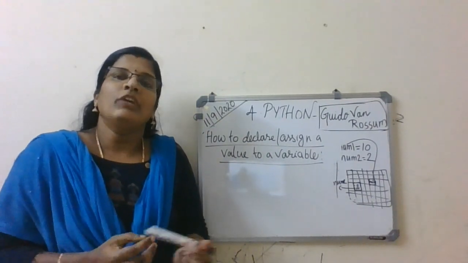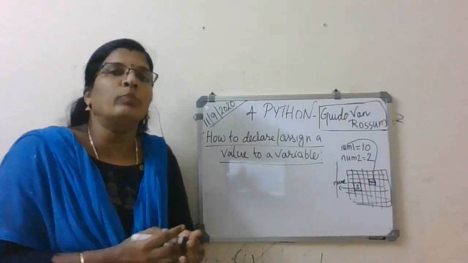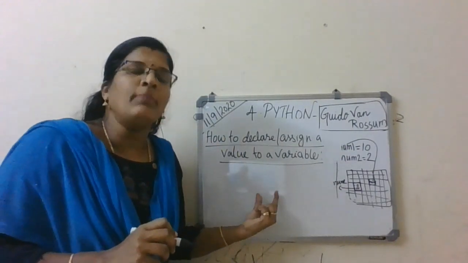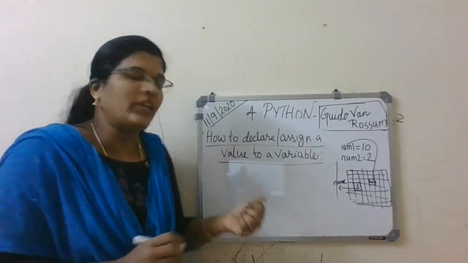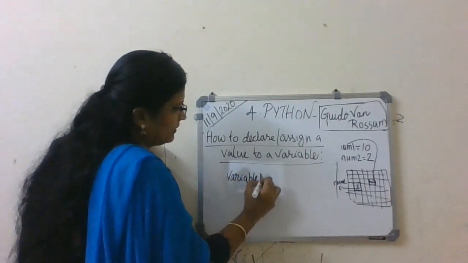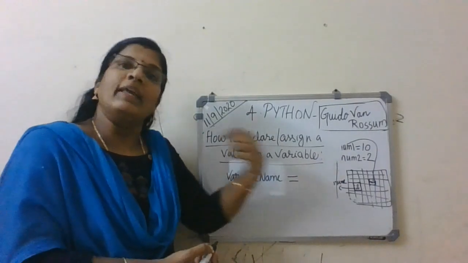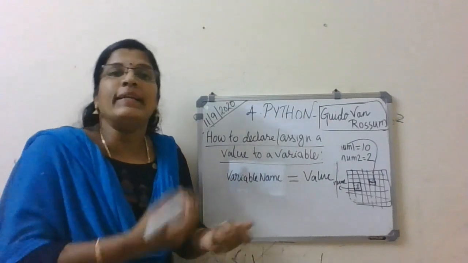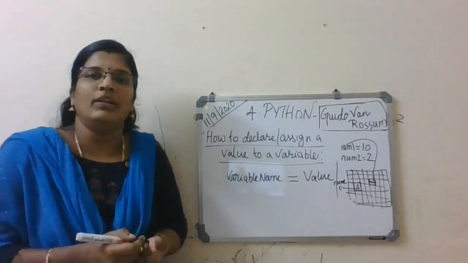So if I want to assign a particular value 100 to a variable, how to do it? I should use the equal to symbol. So variable name is equal to the value. That is the format. Variable name, then equal to symbol, then give a value. This is the syntax format of assigning a value to a variable.